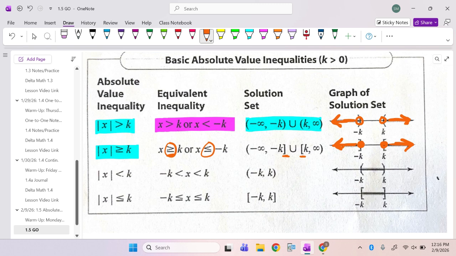Basically, the rule of thumb is that if it doesn't originally have an equal to, you can't just magically throw one in there. If it does originally have an equal to, you've got to include that equal to.